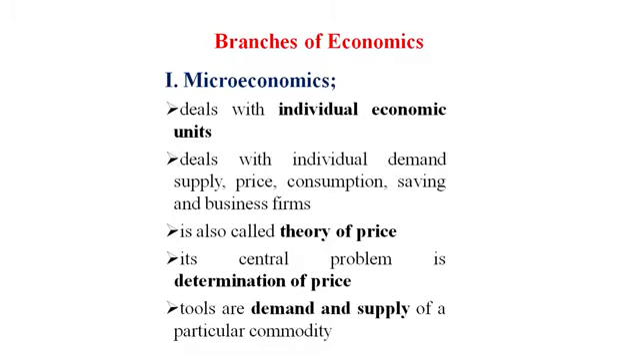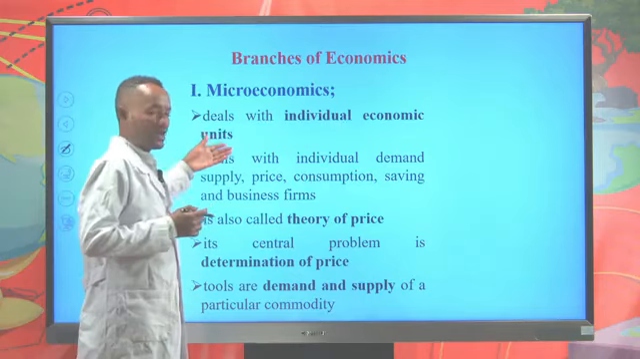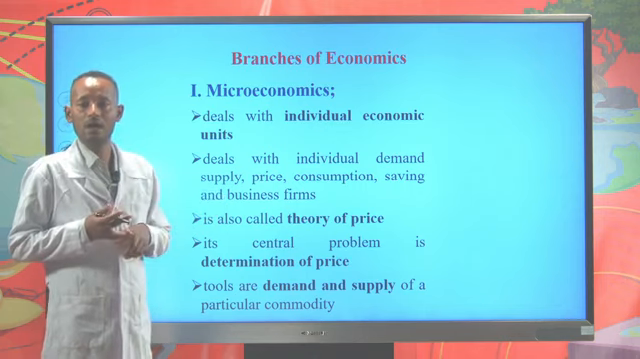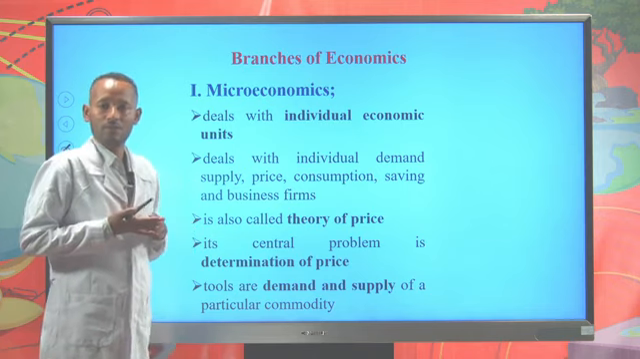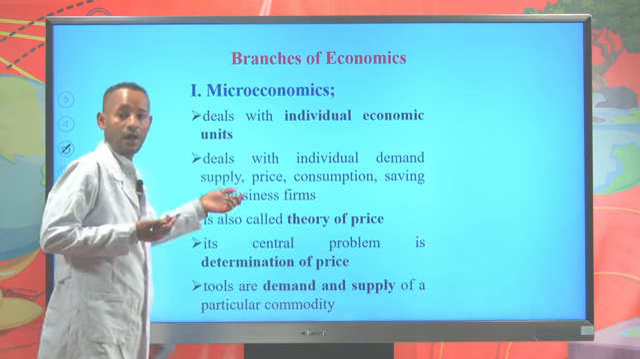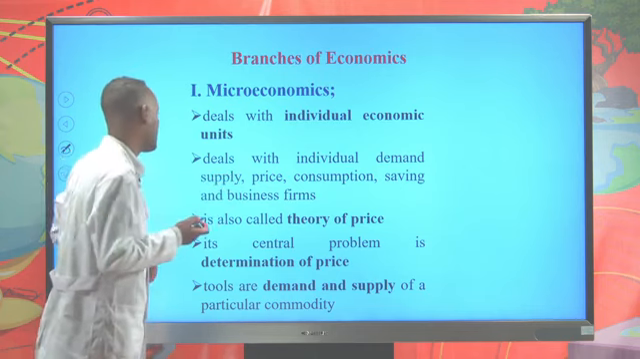Now, let's see the branches of economics. Economics is broadly categorized into two called microeconomics and macroeconomics. Microeconomics deals with individual economic units such as individual demand, individual supply, individual saving, consumption, individual market prices, and the likes. All these are the concerns of microeconomics. It deals with individual or small economic units.